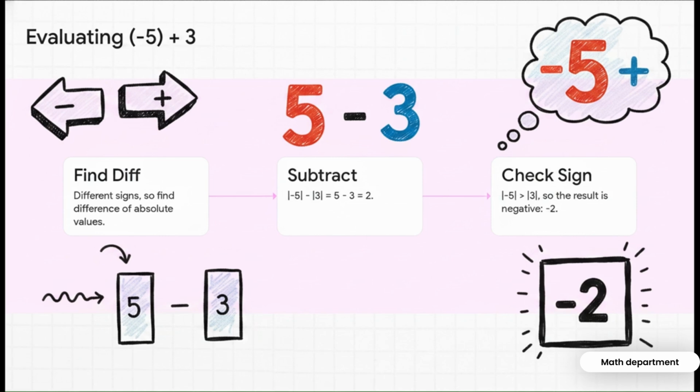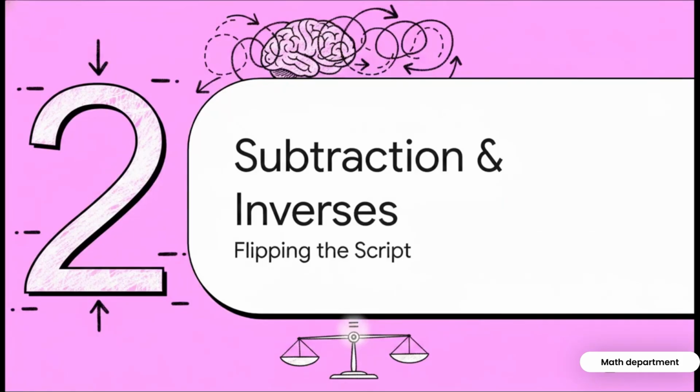Now, step 3, and this is the absolutely crucial part. Why do we keep the negative sign? Because the absolute value of -5 is greater than the absolute value of 3. The negative side is stronger, so we attach that negative sign right onto our 2. Our final boxed answer is -2. Moving right along to section 2, subtraction and additive inverses, flipping the script.